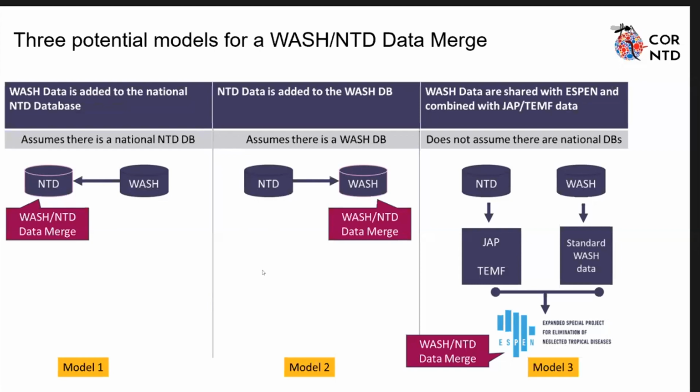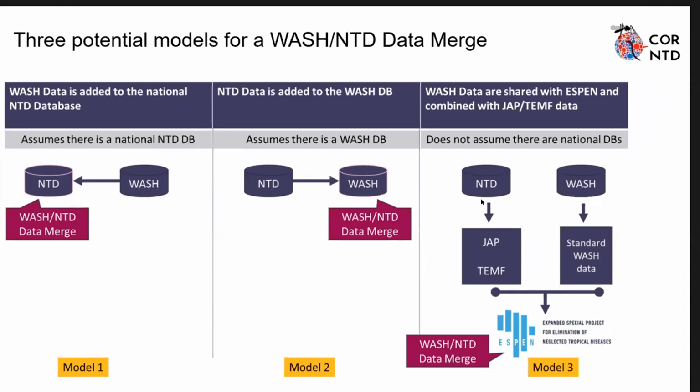The second option that we identified was the reverse, adding NTD data into the WASH database. So in some countries, either there was not an existing NTD database, or there was an Excel sheet or something that maybe was not conducive to integration, whereas there is a robust WASH database that could be used. So here we would add NTD data into the WASH database. And obviously these models make it look quite simple, but I think this audience knows that there are a lot of elements that go into integrating these databases, and we can probably discuss challenges in a whole other conversation.